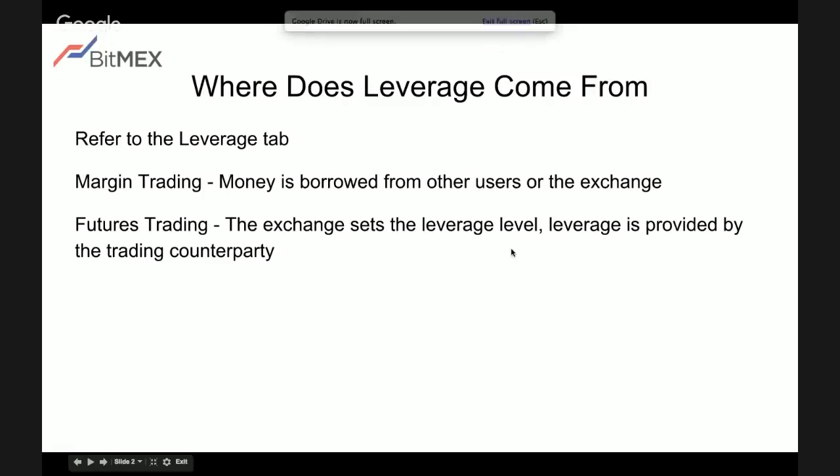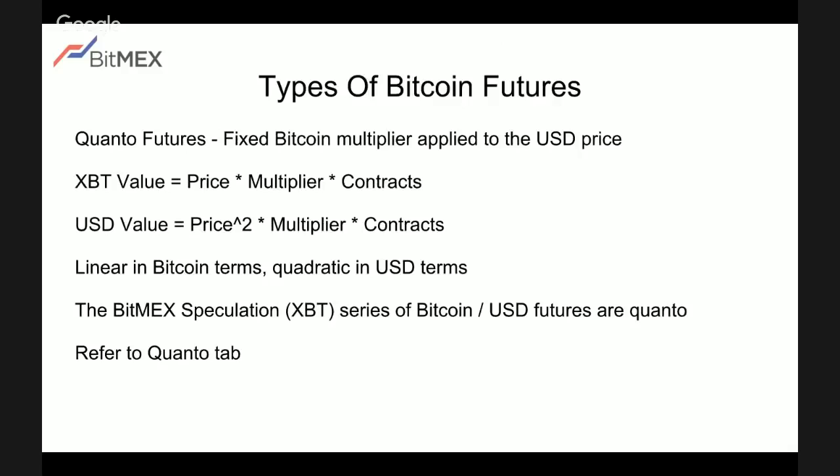Okay, so now we've gone over quickly the differences between leverage, where it comes from, and spot margin and futures trading. Now let's move on to what types of futures contracts exist in the Bitcoin universe. There are 2 types of futures contracts that are popular today on the BitMEX platform. The first are what we call quanto futures. Basically, that means we take a fixed Bitcoin multiplier and apply it to the Bitcoin price quoted in US dollars.